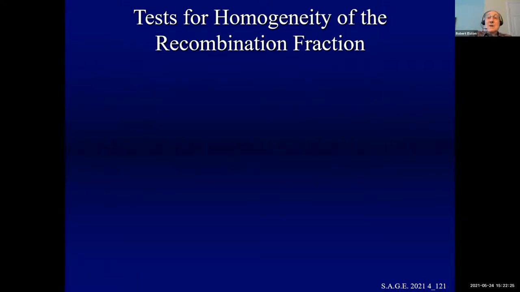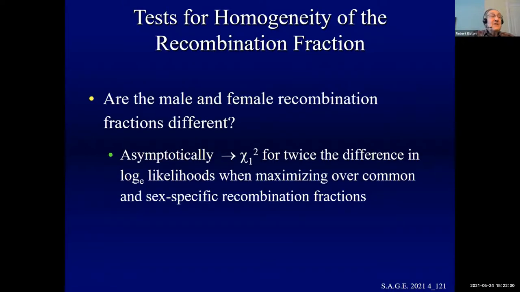So let's look at some tests for homogeneity of the recombination fraction. We can ask, for example, are the male and female recombination fractions different? Now, asymptotically, we'd get a chi-squared with 1 degree of freedom for twice the difference in log likelihoods when maximizing over common and sex-specific recombination fractions. That seems simple enough.